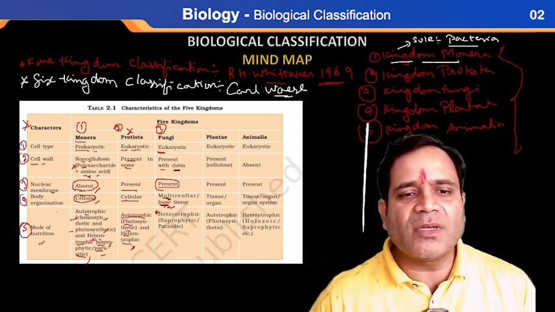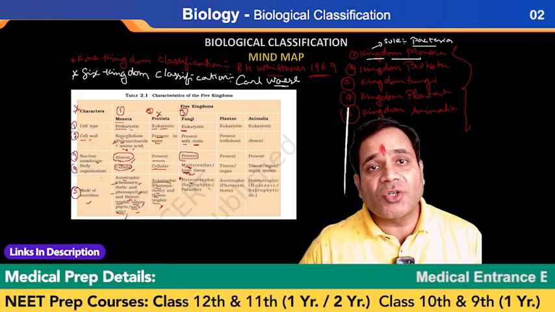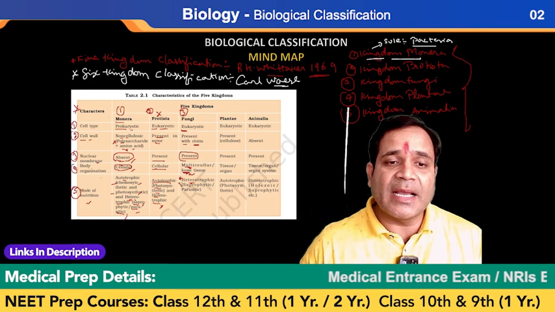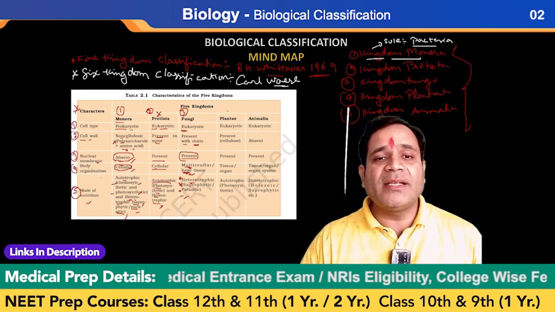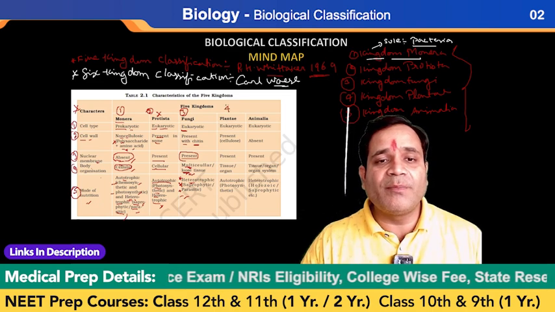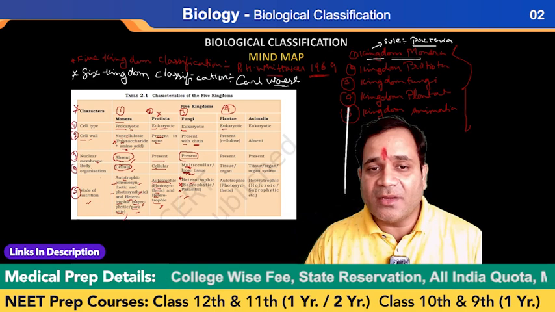Now see, the mode of nutrition in the kingdom Fungi is heterotrophic. In heterotrophic, they consist of both saprophytic as well as parasitic, my dear, right? Now the thing to know here is the kingdom Plantae, that is the fourth kingdom, Plantae, cell type eukaryotic.